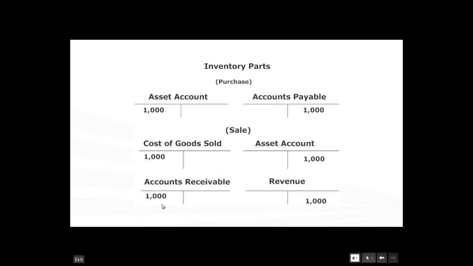An accounts receivable for a customer is being created, or perhaps the cash is being received, and the revenue is being recognized. But the really important point here is that at the time of sale, your revenue and your cost of goods sold are being recognized at the same time. In accounting, we call that the matching principle. And this is in sharp contrast to the non-inventory part, where those events are happening at different times.